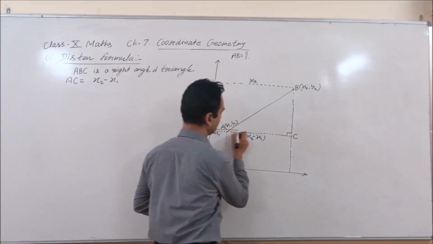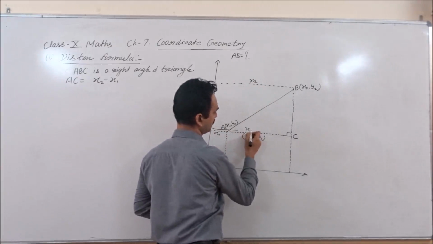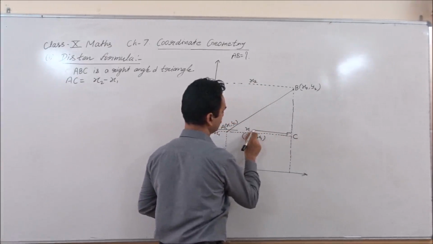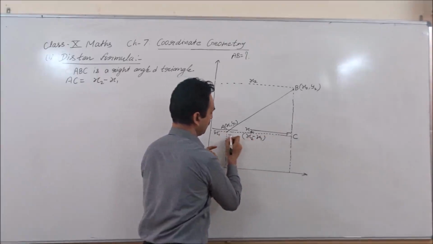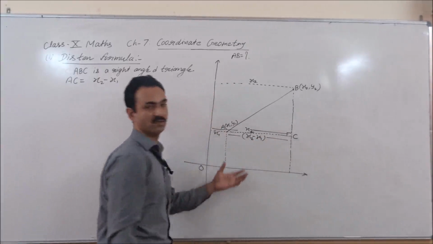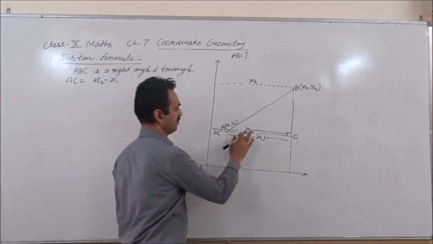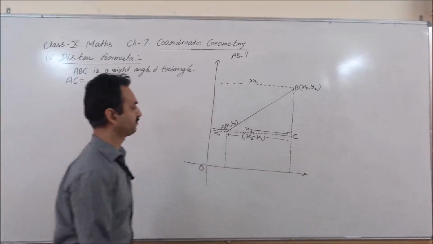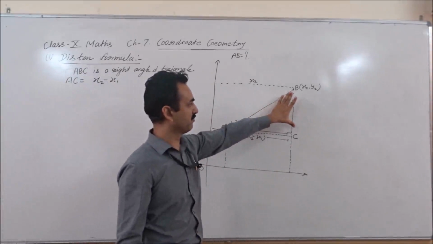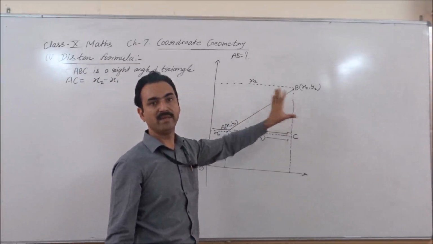This is x2, and this is x1. So the remaining will be x2 minus x1. Clear? So this is from here to here. Now the same procedure we will apply here to find BC.